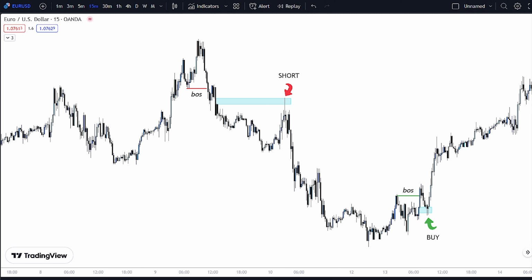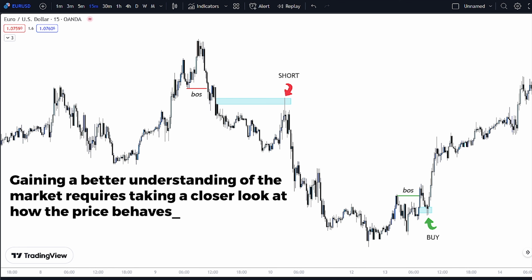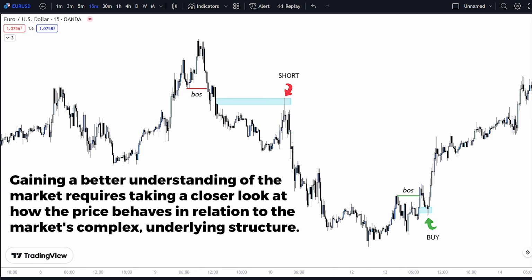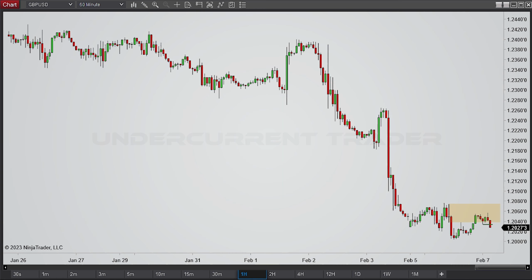Guys, basically the idea here is that if you want to get a better understanding of how the market functions, it's important, I think, that you study how price acts in relation to market structure. If you want to become an advanced and obviously a successful trader, then please do take the time to study this relationship.